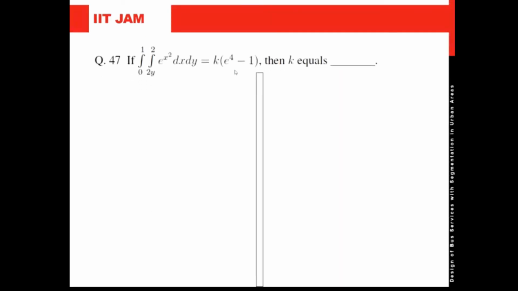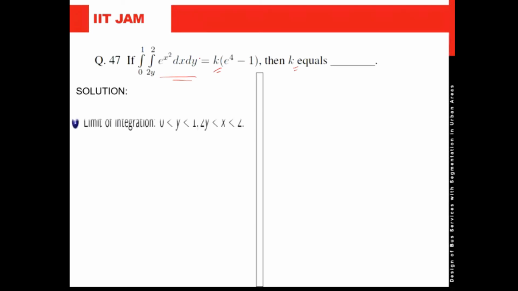And now this is a very important problem. This is a problem in real integration, and in every exam there is at least one problem like this. I will tell you what the idea is here. In order to find k, we want to find the value of k, we have to integrate this.